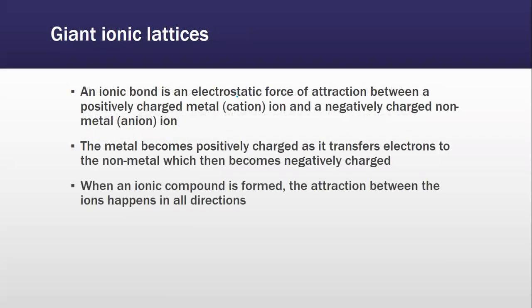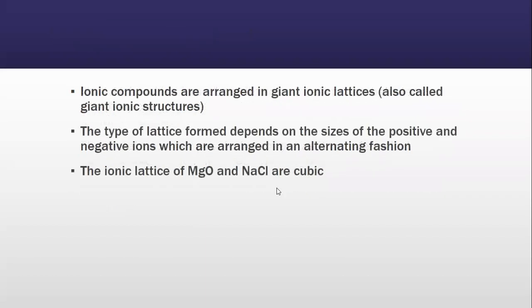An ionic bond is an electrostatic force of attraction between a positively charged metal cation and a negatively charged anion. The metal becomes positively charged as it transfers electrons to the non-metal, which then becomes negatively charged. When an ionic compound is formed, the attraction between the ions happens in all directions. Ionic compounds are arranged in giant ionic lattices, also called giant ionic structures.